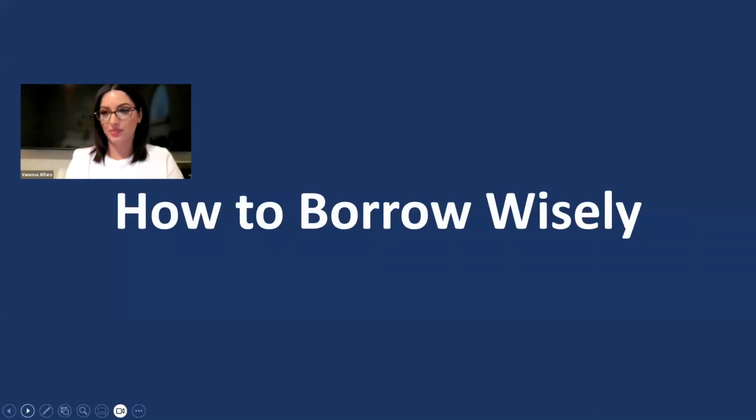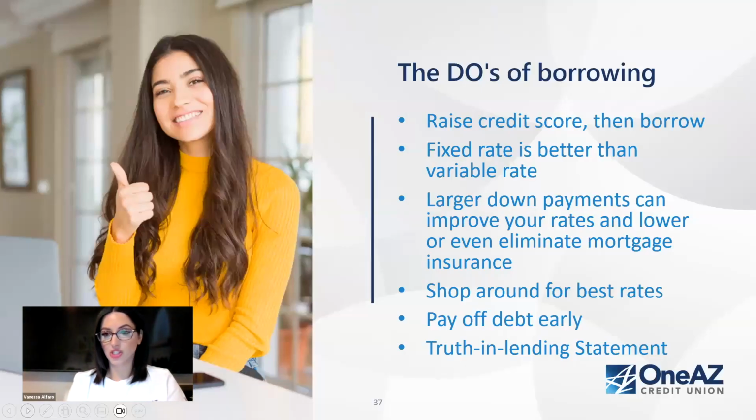How to borrow wisely. All right, the do's of borrowing. Raise your credit score, then borrow if we can, right? Sometimes we need to borrow and we have an emergency, but if we can, let's try to raise that score. A fixed rate is better than a variable rate. Again, depending on your scenario, but in today's market, you'd kind of want that peace of mind, but it's personal preference, but fixed rate is more secure. Larger down payments can improve your rates and lower or even eliminate your mortgage insurance. And shop around for those best rates. Pay off your debt early when you can, and review those truth in lending statements. Look at the fine print.